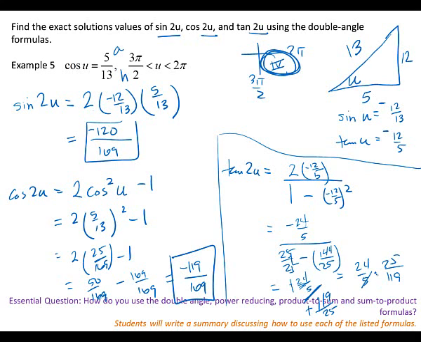All right, how many times does 5 go into 25? 5. Is there anything else that's going to reduce? I don't think so. So what do we get for our final answer over 119? 120 over 119.